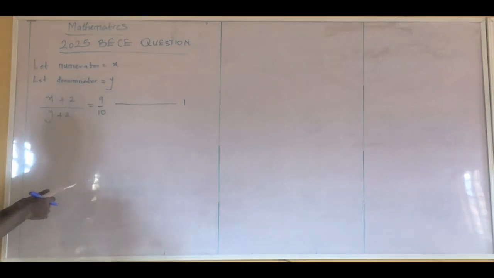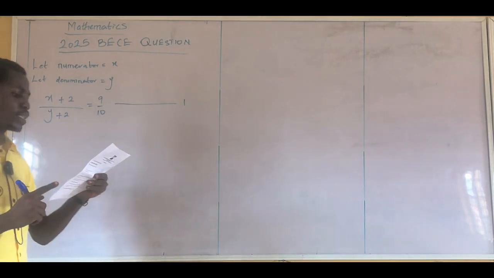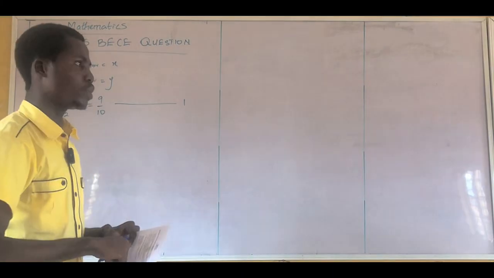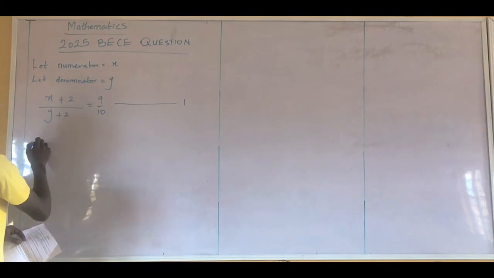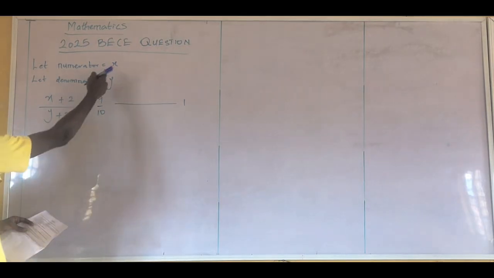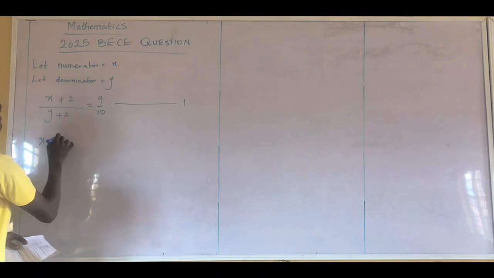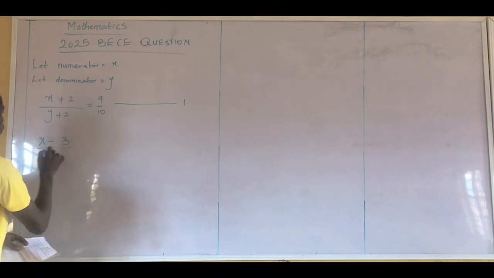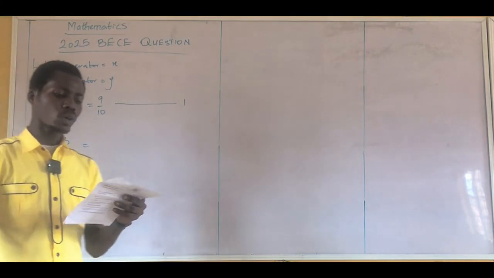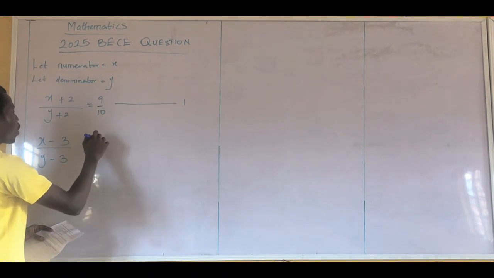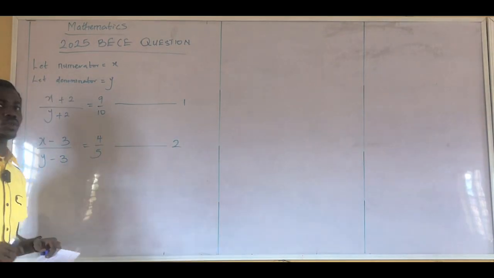Let's interpret. Then the next part of the question says, and if 3 is subtracted from the same numerator and denominator. That means, in this case, if we subtract 3 from the same numerator and denominator, which is still x over y, that means x minus 3 over y minus 3 equals, that is, it becomes 4 over 5. 4 over 5. Then you see equation 2. Do we get it now?